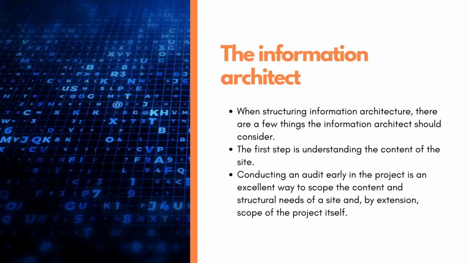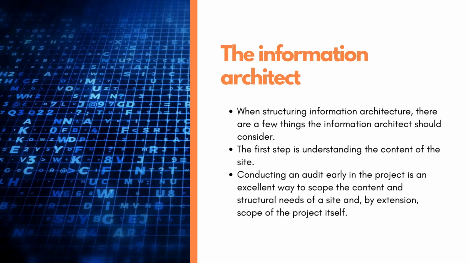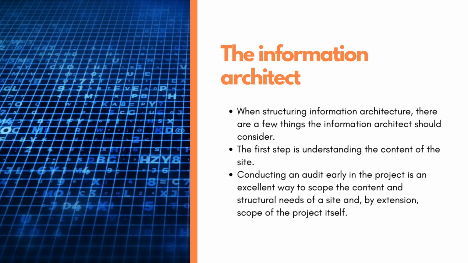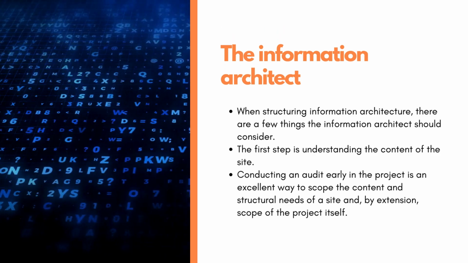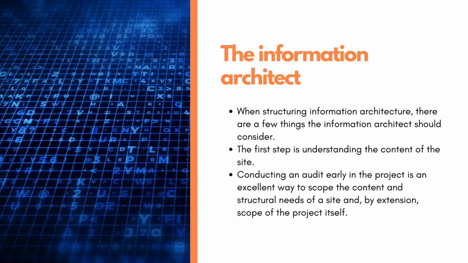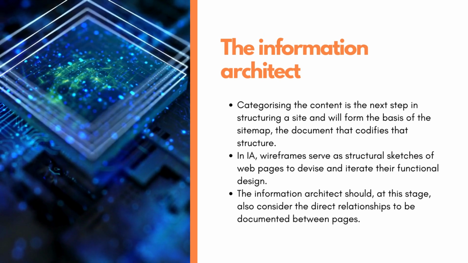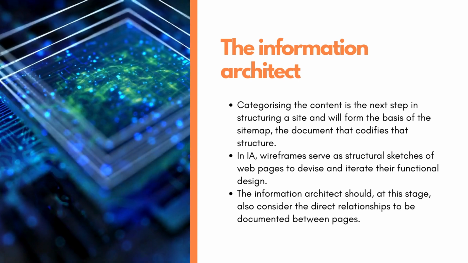When structuring a site, there are a few things the information architect should consider. The first step is understanding the content. Conducting an audit early in the project is an excellent way to scope the content and structural needs of a site and, by extension, scope of the project itself. Categorizing the content is the next step in structuring a site and will form the basis of the site map, the document that codifies that structure.